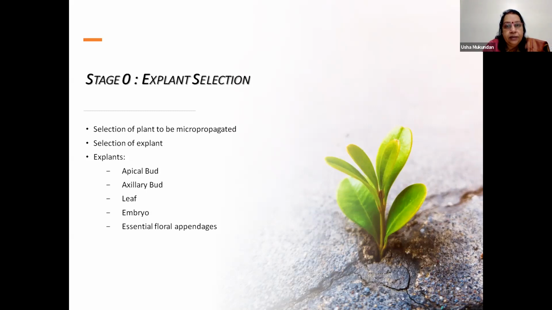Now axillary bud, normally when there is apical dominance, the axillary bud does not proliferate. But in a tissue culture system, if you're going to take axillary bud as your explant material, this axillary bud will also give rise to multiple shoots.